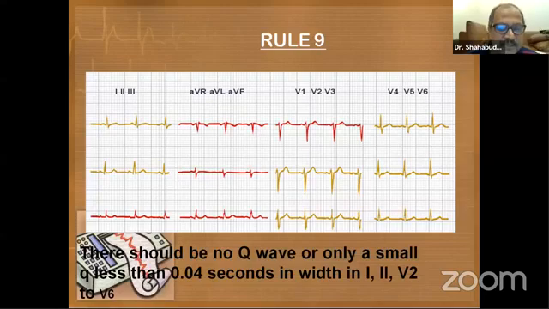Rule 9: there should be no Q wave, or only a small Q wave less than 0.04 seconds, in leads 1, 2, V5 and V6. As I have said earlier, it is possible to be present in V5, V6, V3, V4, and V2 because of septal depolarization. Septal depolarization is away from this lead, so it produces a small physiological Q wave, but not in V1, because the septal depolarization is directed toward V1. So in V1, it is not possible to produce the septal depolarization Q wave.